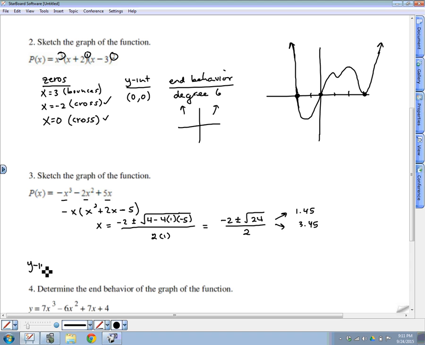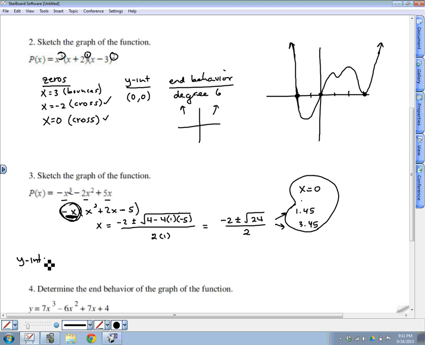Now the y-intercept, well actually we forgot one zero, we only found 2. There's supposed to be 3 zeros because this is a degree 3 polynomial. We found 2 zeros here. The other 0 comes from this factor right here. The only value for x that would turn that factor into 0 is 0. So x equals 0 combined with these other two. Those are all 3 of the zeros.